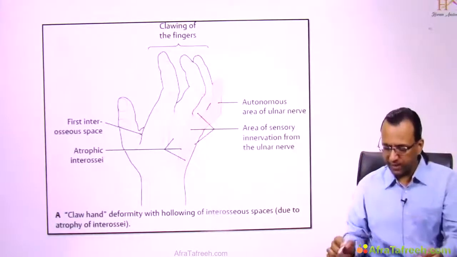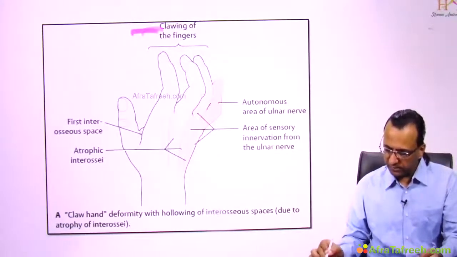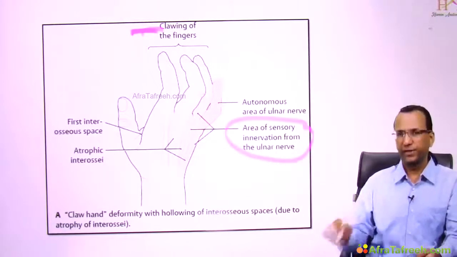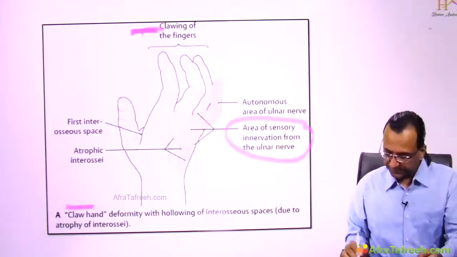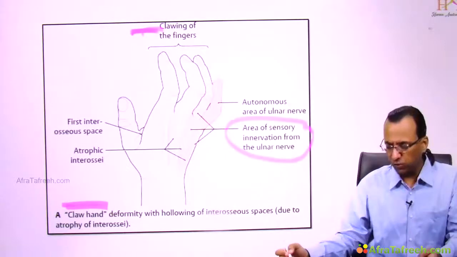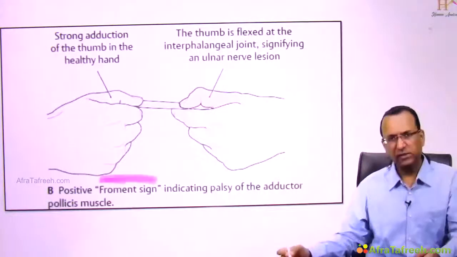Plus, you will see that there will be not only clawing of the fingers, but also some sensory loss, 1.5 fingers anterior, 1.5 fingers posterior. That is ulnar nerve injury. So, can we discuss claw hand deformity in more detail? Yeah, let's do that. The Froment test will be positive. What is the Froment test? Can we explain it?